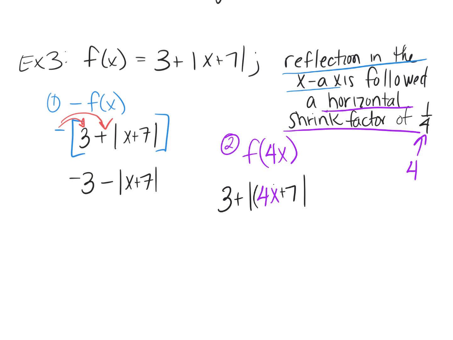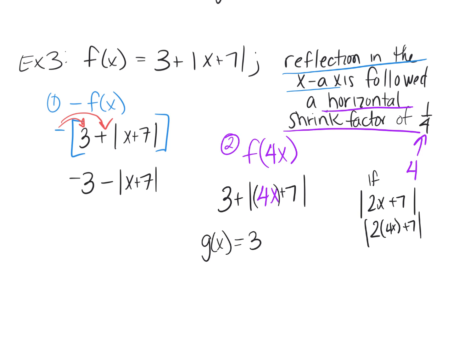Now I can put parentheses around that, but there's nothing to multiply it by. If it was the absolute value of 2x plus 7 inside, this is just a big x, it would be 2 times the 4x plus 7, remembering to plug it in for the x. So my final answer, g of x, is 3 plus the absolute value of 4x plus 7.